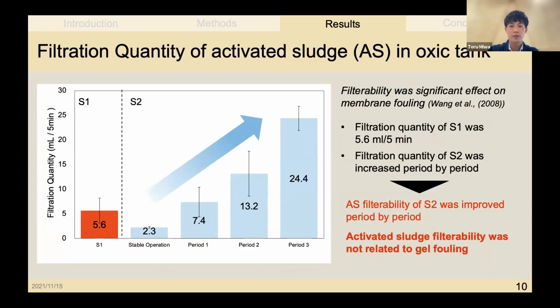This slide shows the filtration quantity of AS in the oxic tank. Normally, the activated sludge filtrability has a significant effect on membrane fouling. Filtration quantity of control S1 was 5.6 milliliters per 5 minutes. But the filtration quantity of S2 increased period by period. It is indicated that AS filtrability was improved period by period, whereas membrane fouling occurred most frequently in period 3 in S2. It is indicated that activated sludge filtrability was not related to the gel fouling.